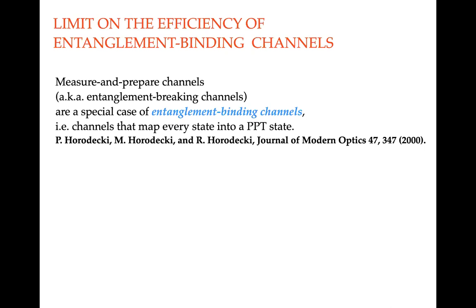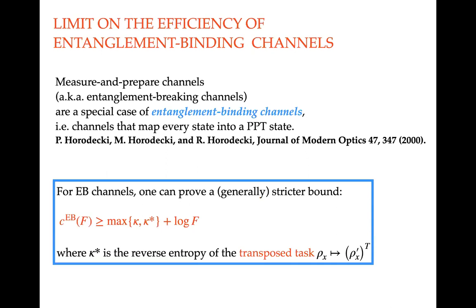So they degrade the quality of entanglement from free entanglement to PPT, as defined in this work by the Horodeckis. So you can ask, what is the cost if you constrain yourself to use an entanglement binding channel instead of using any possible quantum channel?